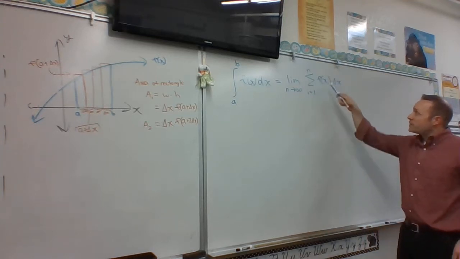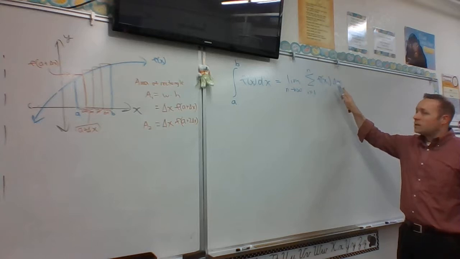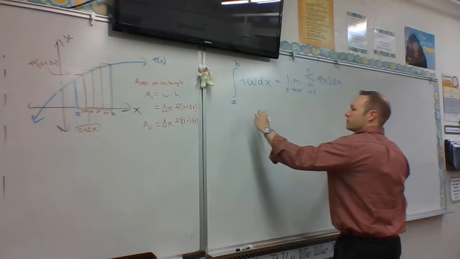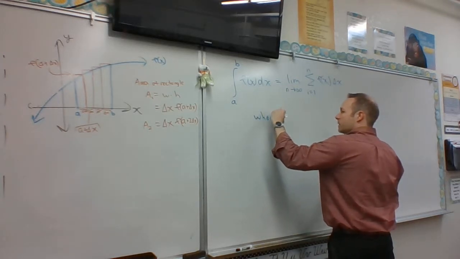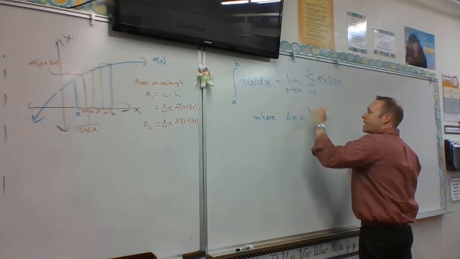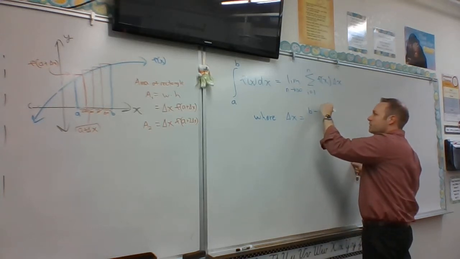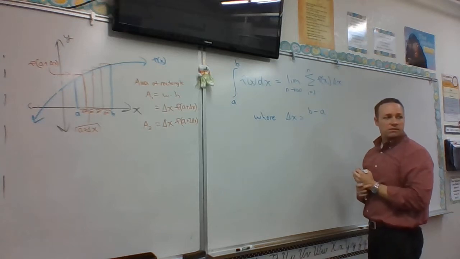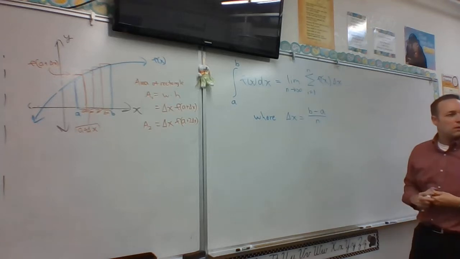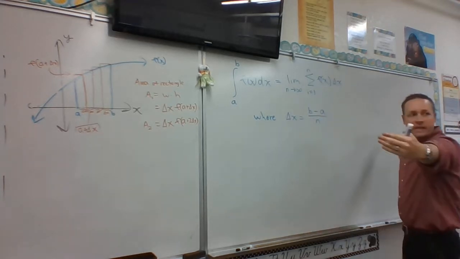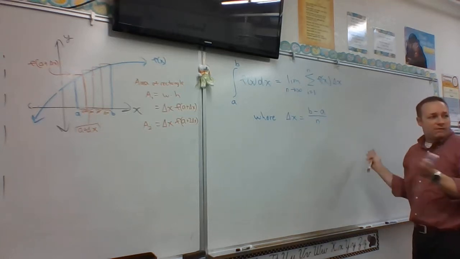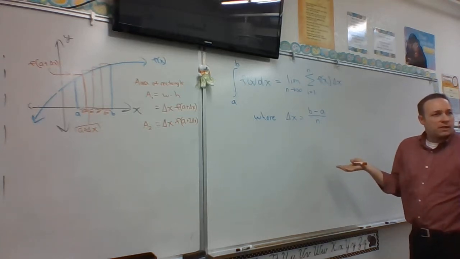Okay, so there are a couple things that we need to define here. Delta x, we kind of defined already. We can add this to our definition: delta x equals your ending x value minus your initial x value, b minus a, over n. Take how wide your area is, divided by the number of rectangles you're making out of it, and you get the width of each rectangle.